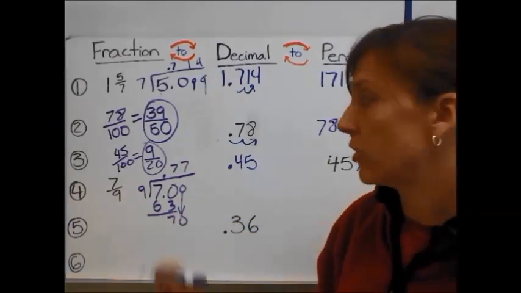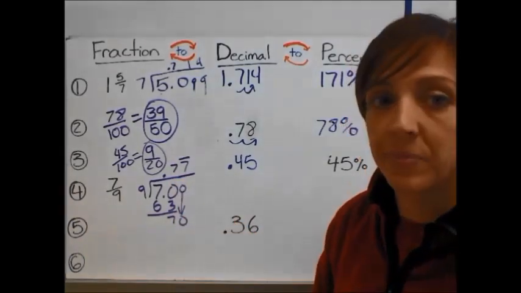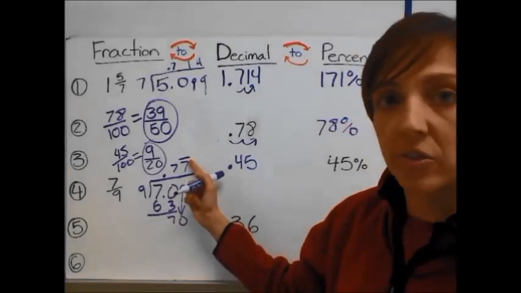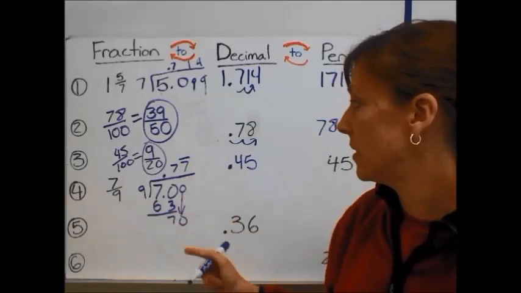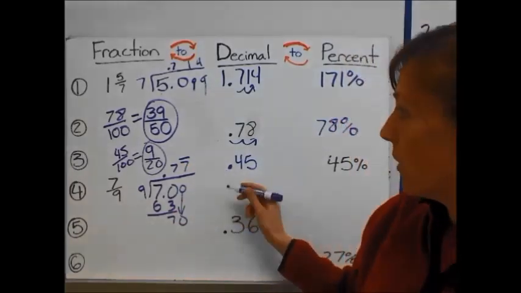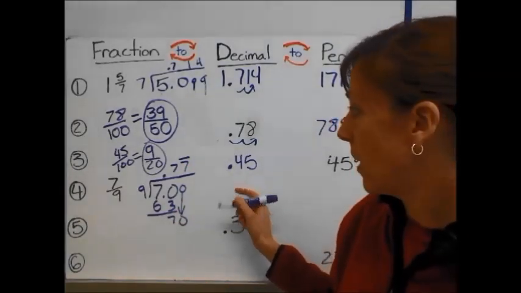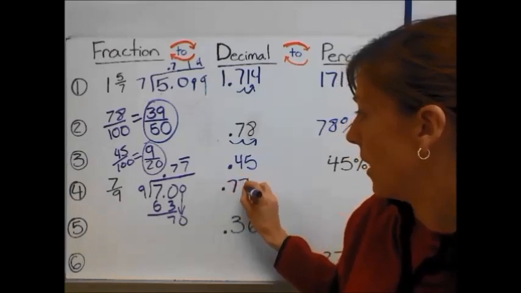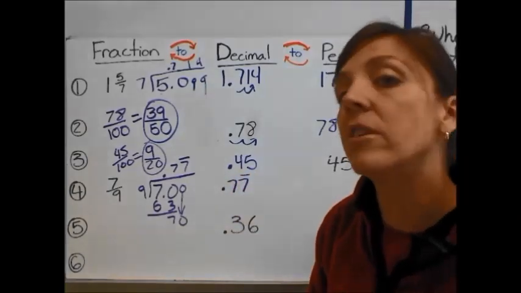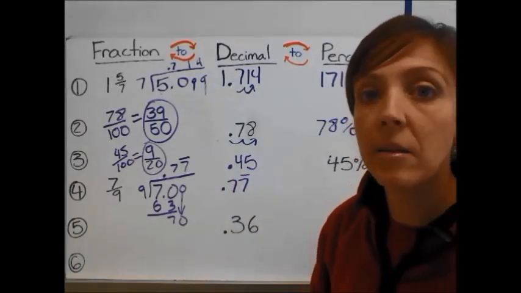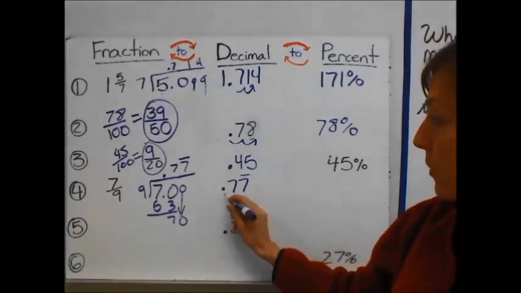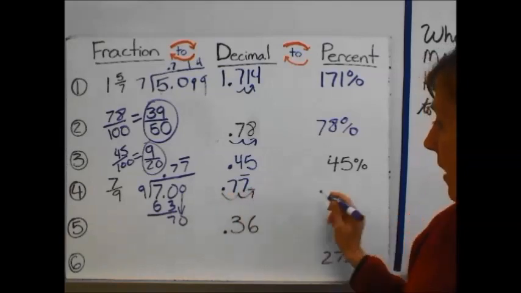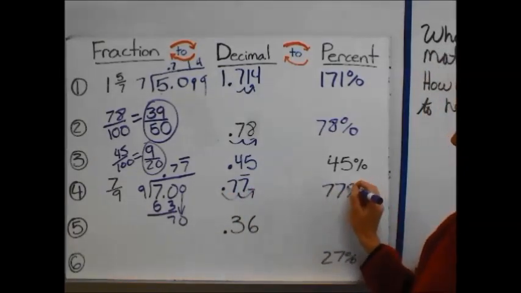And I get 77 hundredths, and that keeps going. This is called bar notation. I'm putting bar notation over top of that 7 to show that it repeats. All right, and then over here, I'm going to write the decimal form of that number out with the bar notation over top of the 7 that is repeating. And then I'm going to go into the percentage column and move my decimal 2 places to the right, and I have 77%.